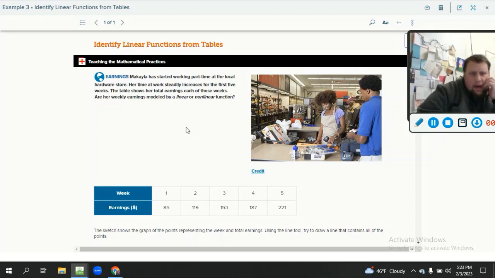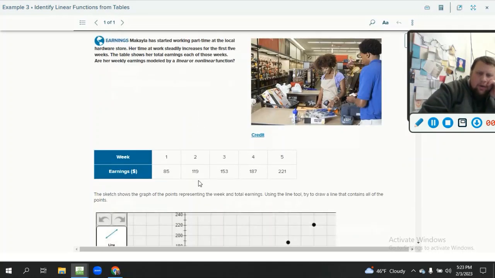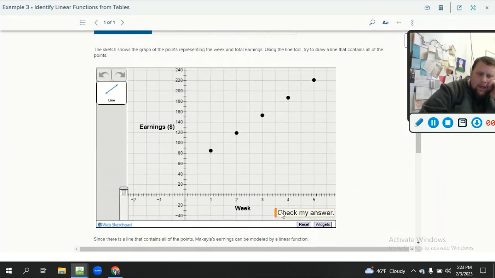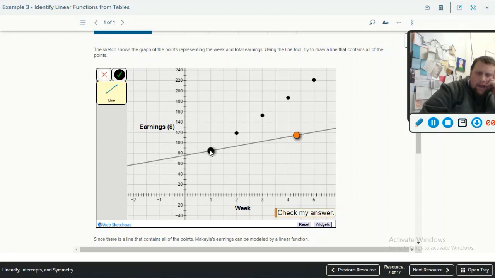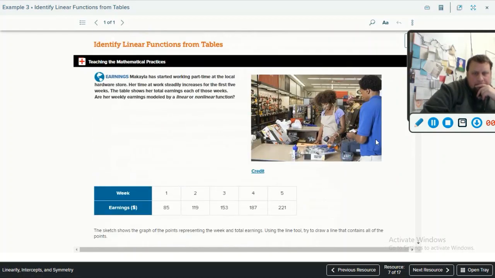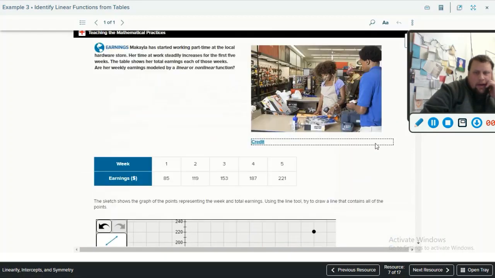So we have, Michaela has started working part-time at the local hardware store. Her time at work steadily increases for the first 5 weeks. The table shows her total earnings of those weeks. Are her weekly earnings modeled by a linear or nonlinear function? Well, down here you'll see this has already been graphed. This is the weeks down on the X and the earnings on the Y. And we see it plotted right here, so let's go ahead and just connect 2 of the dots. If we can connect all the dots, I'm just going to do the first and last. If all the dots line up in between, boom, like that, it is a linear function. Look at that. So this is indeed a linear function. All right, awesome.